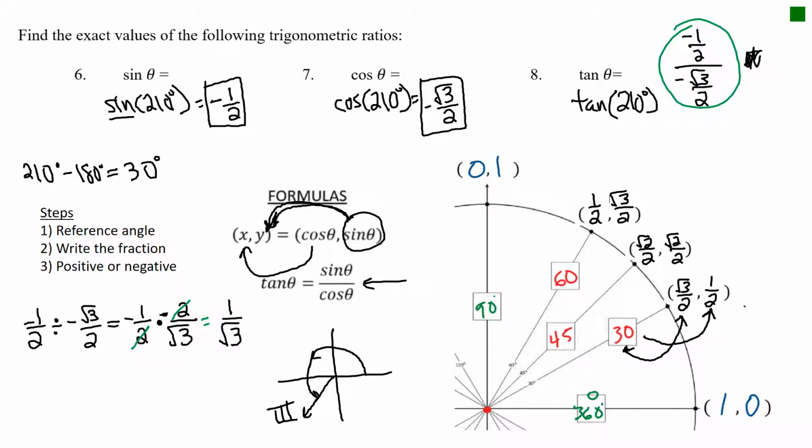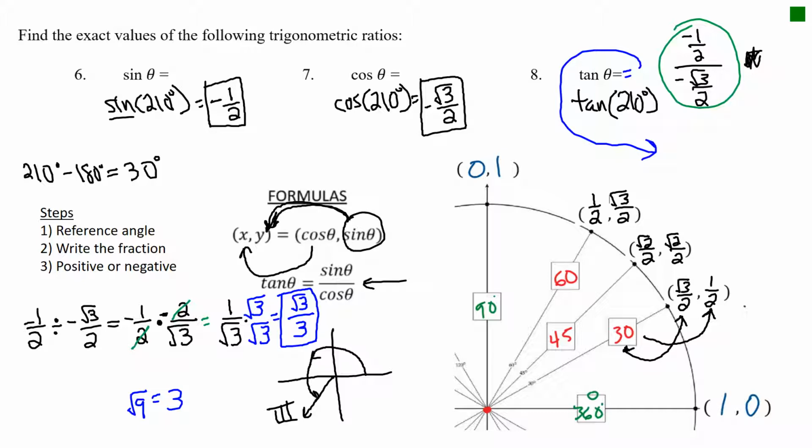I can never leave my fractions with a radical in the bottom, so what I have to do is multiply this bottom part by square root of 3 and the top part by the square root of 3. So 1 times the square root of 3 is the square root of 3. And then square root of 3 times square root of 3 is the square root of 9, which just equals 3. So I'll put that right there. That's going to be my final answer. I'll put my answer right down here so it's easier to see. That's going to be a positive square root of 3 over 3 as my final answer.